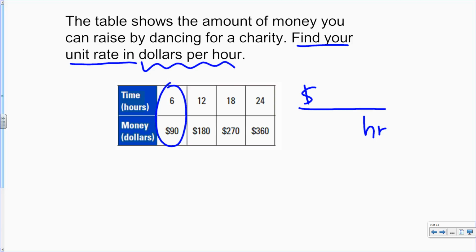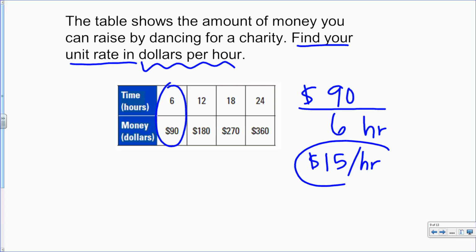So looking at my numbers, my dollars is 90 and I have 6 on the bottom. When I divide those, I get 15. So I'm making $15 per hour by, in this case, dancing, because it says you're dancing for charity. How much do you make in dollars per hour?